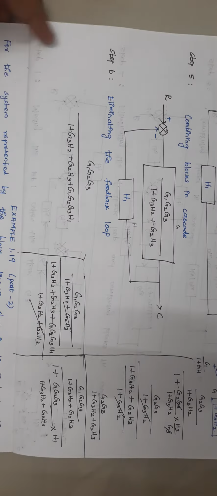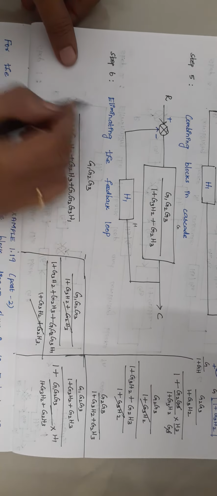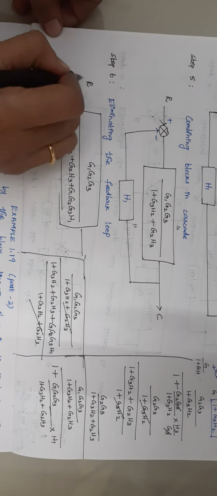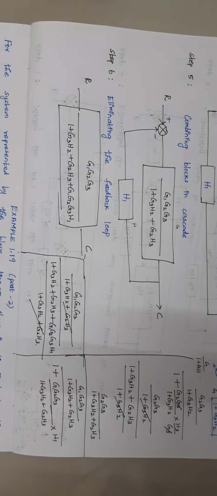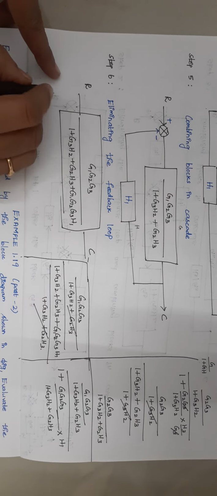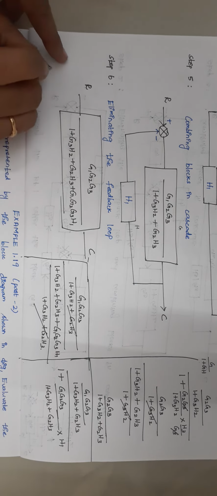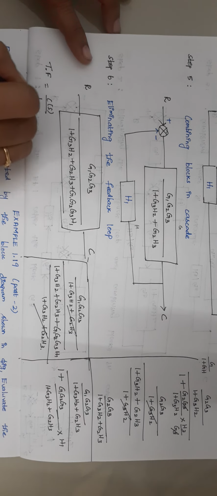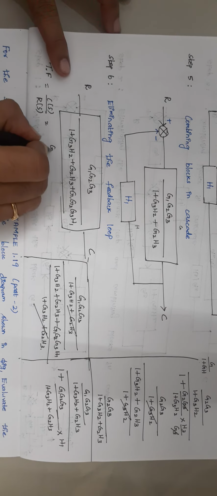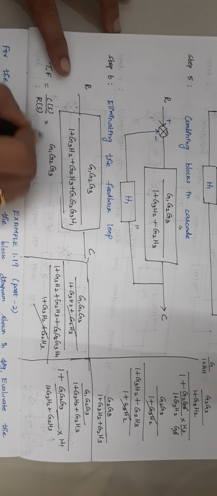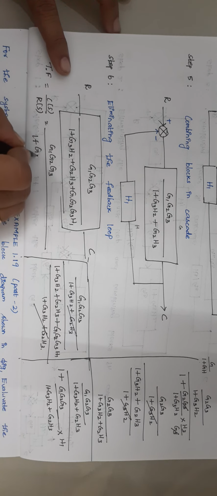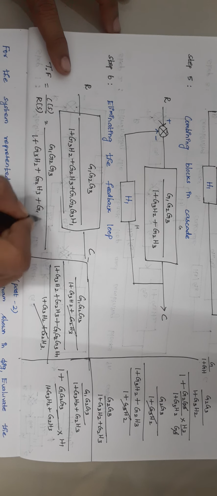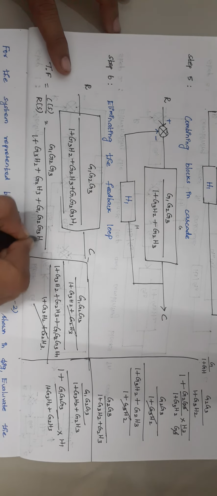So this is our final output and this is our required transfer function, right? So here you are having input R and here you are having output C. When you write, you have to write it as output by input, right? So that is our closed loop transfer function. So transfer function is equal to C of S by R of S, which is equal to G1, G2, G3 divided by 1 plus G3 H2 plus G2 H3 plus G1, G2, G3 H1.